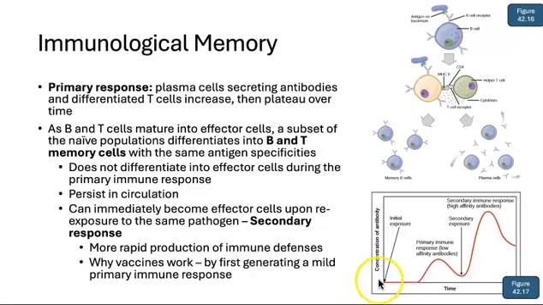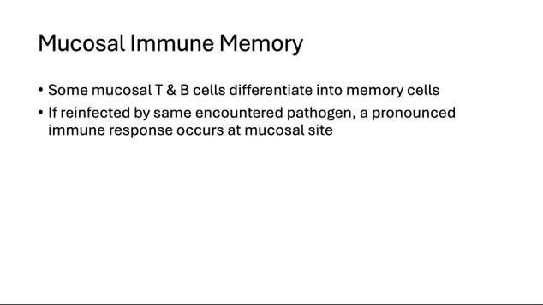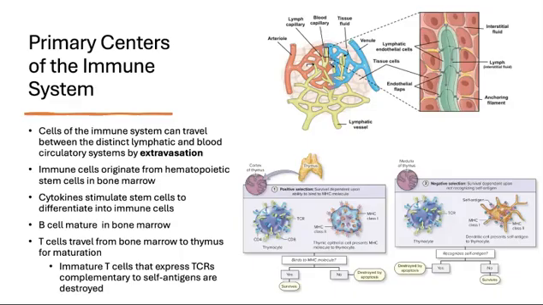Now, sometimes those memory cells are circulating for so long, like we said, that they die off. And this is why for certain vaccines, we need boosters. For instance, our tetanus booster is needed every 10 years because our memory cells will only live out that long. And then let's talk about our mucosal immune memory. They are going to also have memory B and T cells in there. And if we're reinfected by that same pathogen, we get that same pronounced immune response at the mucosal site.